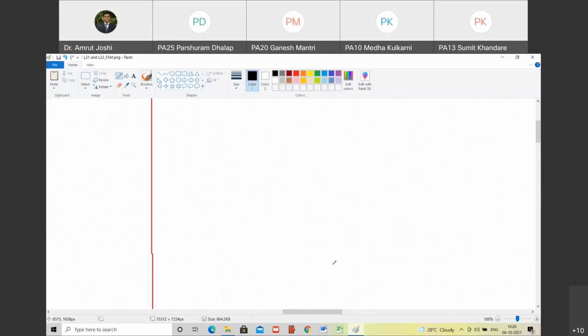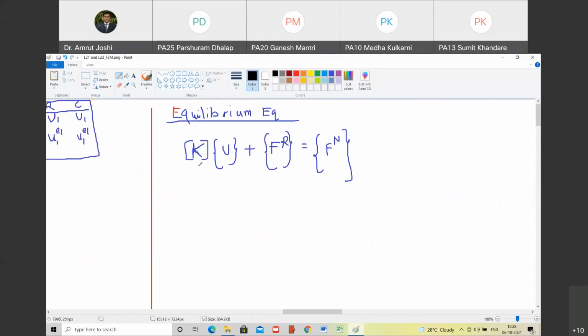So that's what I'm going to write down now. So what is the size of K matrix? 10 cross 10. What is the size of U matrix? Now obviously U2 and U11 are to be removed. So the size of this matrix is going to be 10 cross 1 जो कि otherwise 12 cross 1 होता.